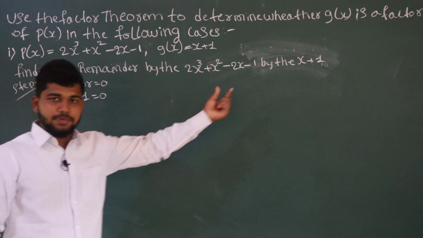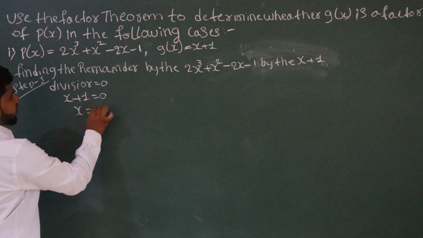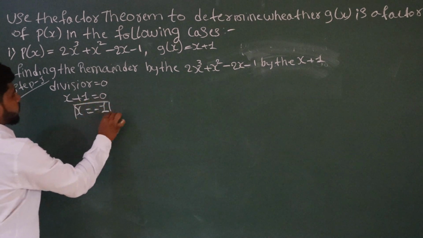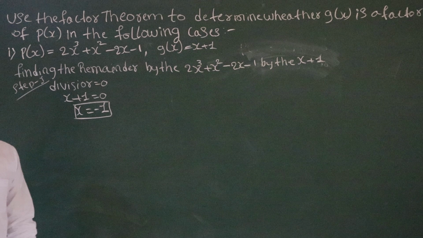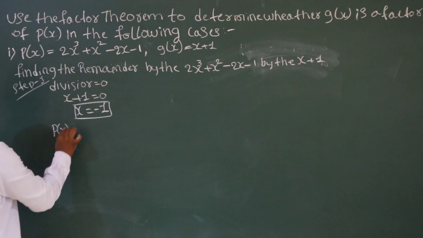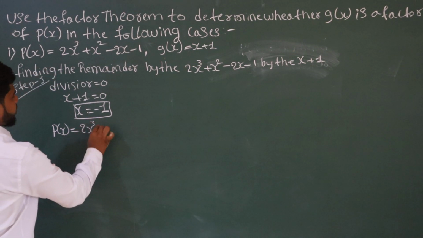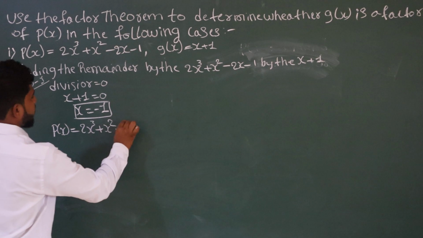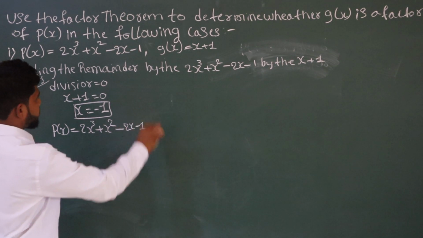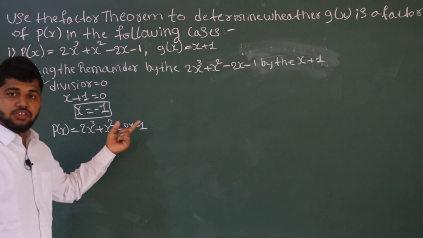What is x plus 1? x plus 1 is the divisor. x plus 1 is equal to 0, so x is equal to minus 1. We have already got the x value. Now p of x is equal to 2x cube plus x square minus 2x minus 1.